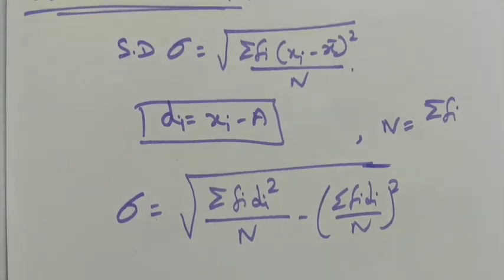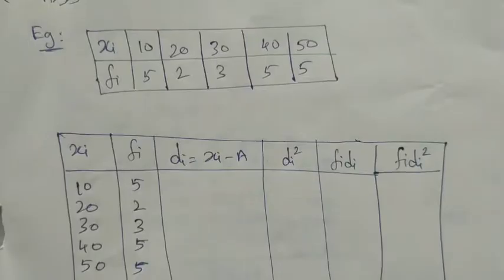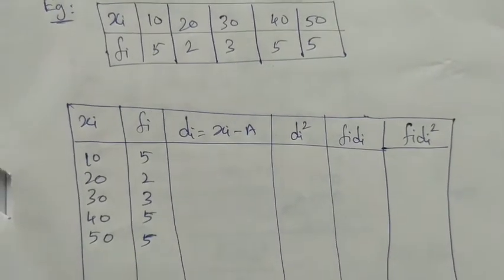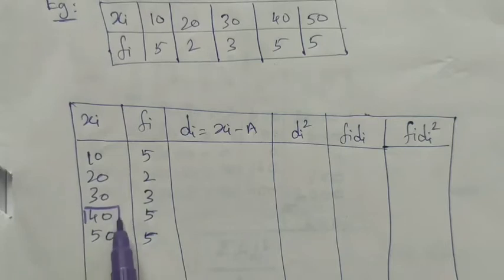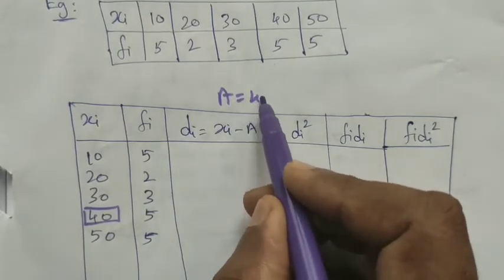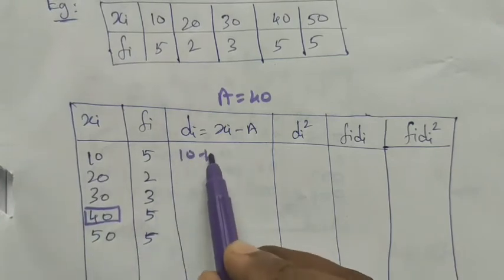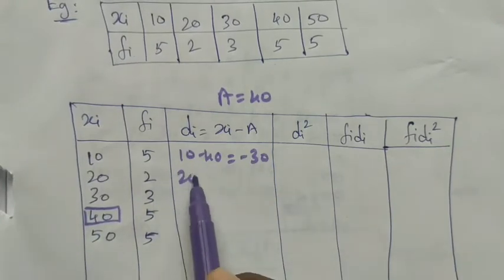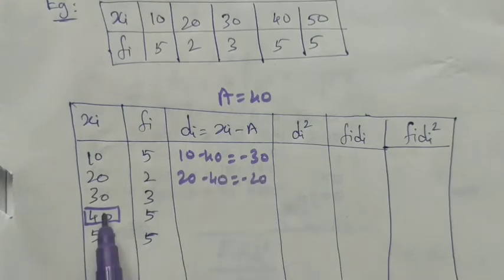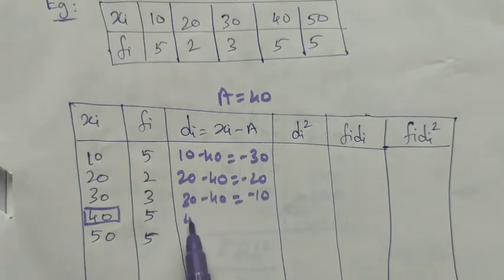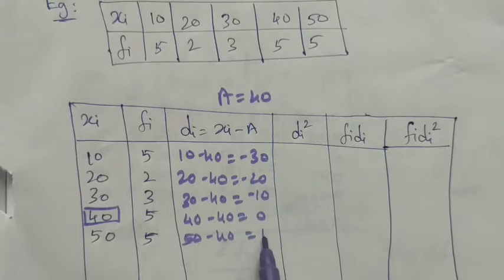Let's see how easily we can find it using the assumed mean method. Here I have taken the same data to apply the assumed mean method. The assumed value, let me take a equal to 40. So xi minus 40: 10 minus 40 is minus 30, 20 minus 40 is minus 20, 30 minus 40 is minus 10, 40 minus 40 is 0, and 50 minus 40 is 10.